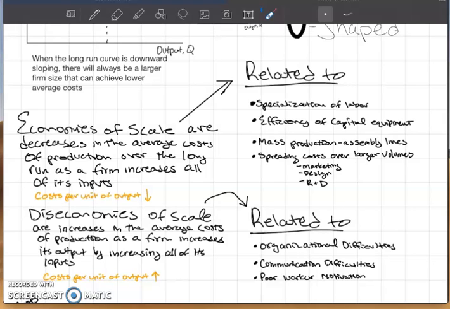For our diseconomies of scale, we relate it to organizational difficulties, so disputes that might arise across management layers. We're becoming too big, too bureaucratic. There might be issues of communication, especially as we have international offices and we have to coordinate across time zones. We have poor worker motivation, that they might be lost within the institution or not recognized by their bosses. And so these three things could show that a firm is simply becoming too big at this point.